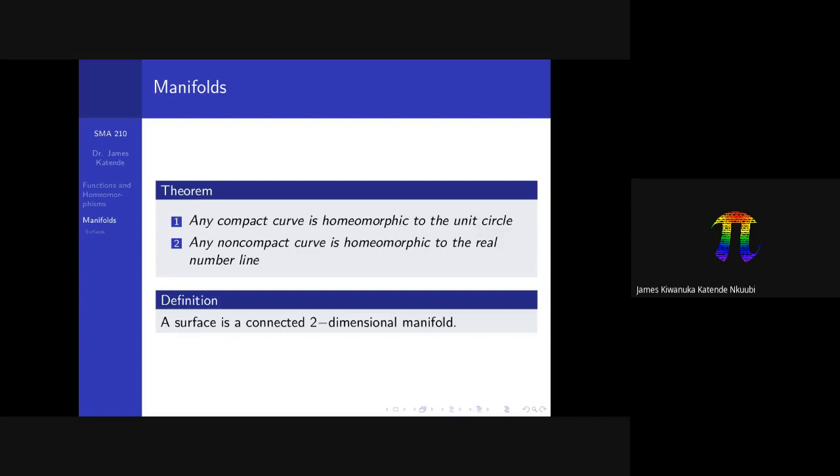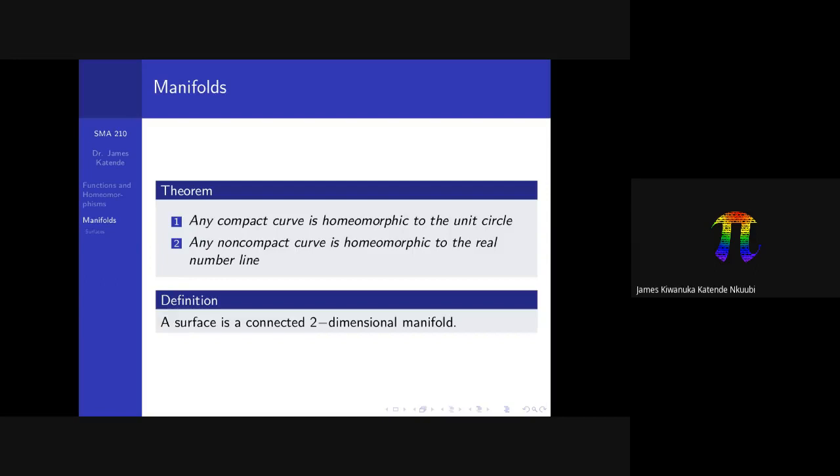It says any compact curve is homeomorphic to the unit circle, and any non-compact curve will be homeomorphic to the real number line. So if a curve is homeomorphic to the real number line, it will not be compact. The reason for that is homeomorphism will preserve compactness. If you have two sets of objects that are homeomorphic, if one is not compact, the second one will not be compact. And if one is compact, the second one must be compact as well.